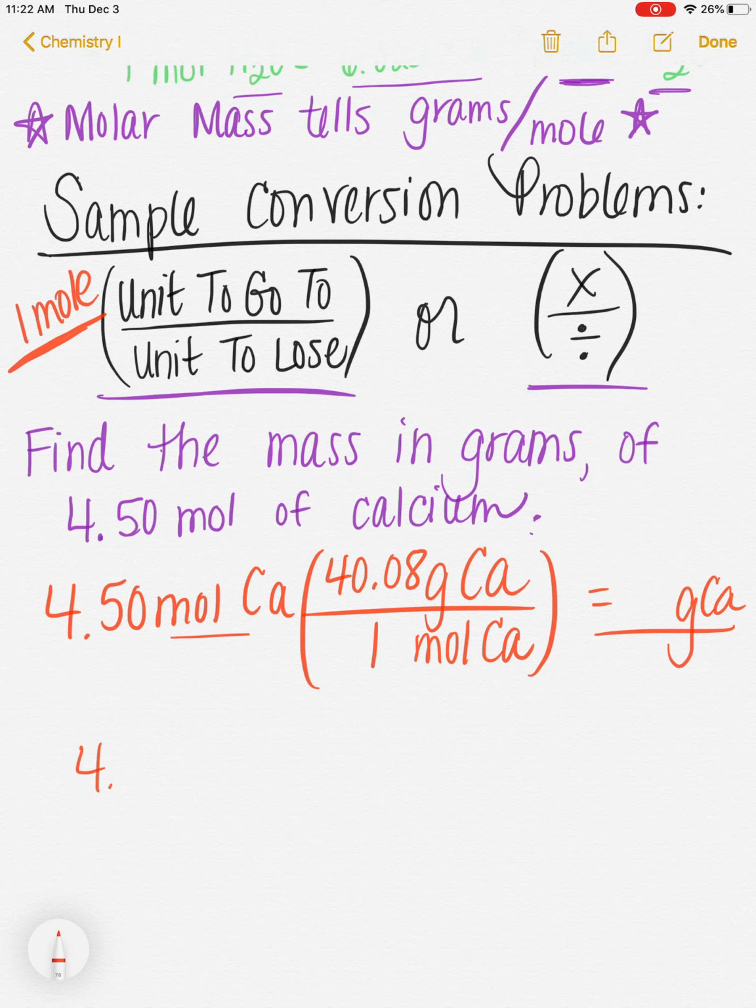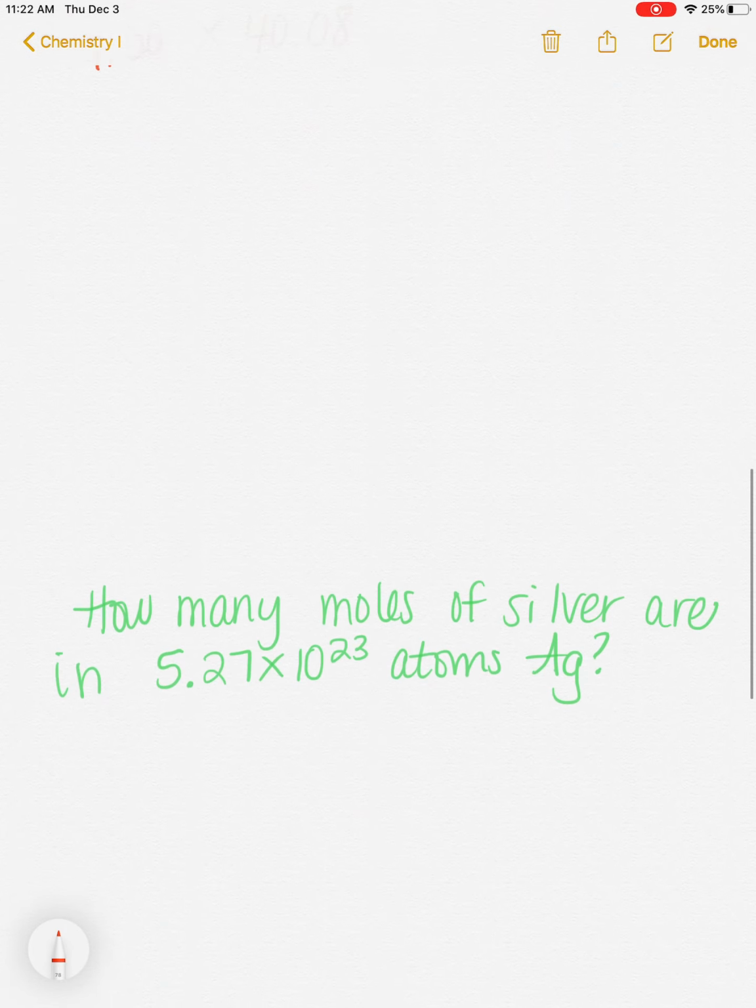So on our calculator, what we'll do is we will take 4.50 because that's our starting number, and we will multiply by 40.08 because that's in the numerator. Then you could divide by 1, but dividing by 1 is not going to change your number. And I get an answer of 180.36, and my unit label would be grams of calcium.